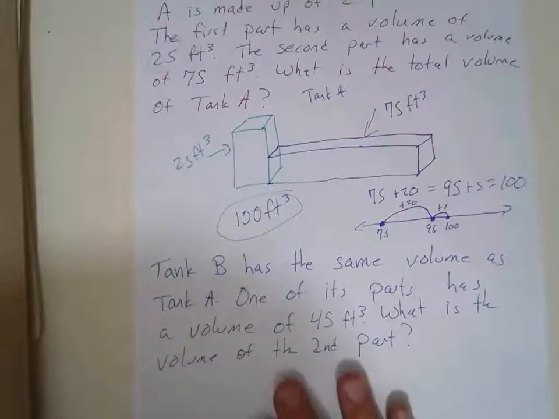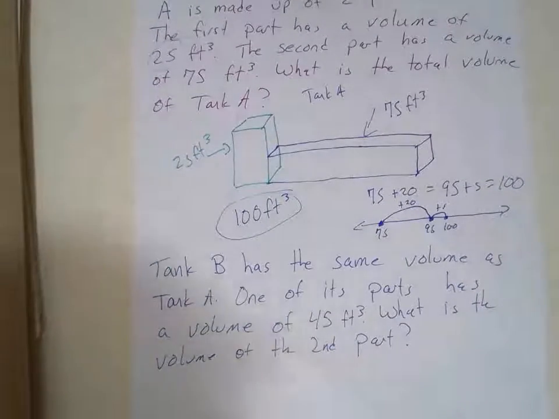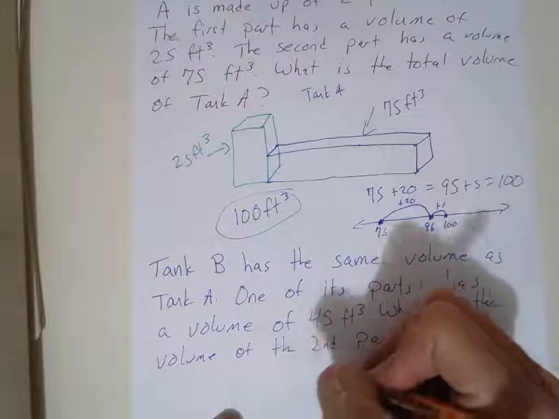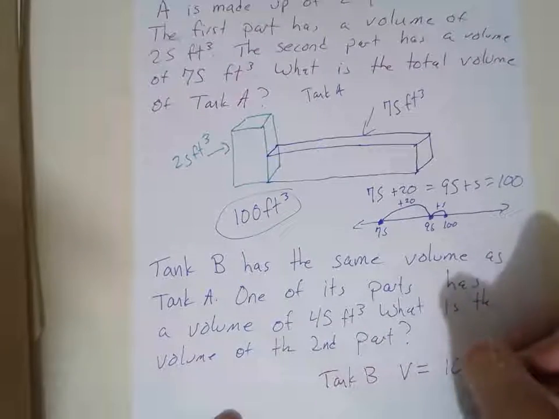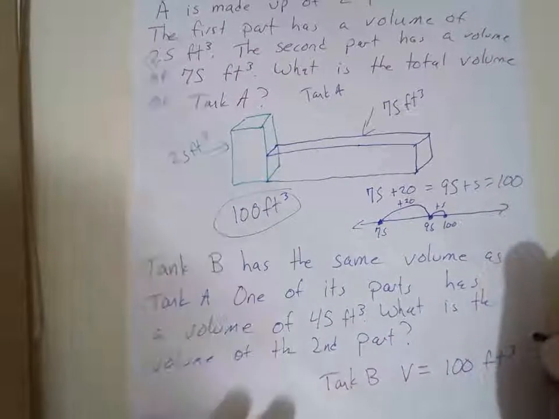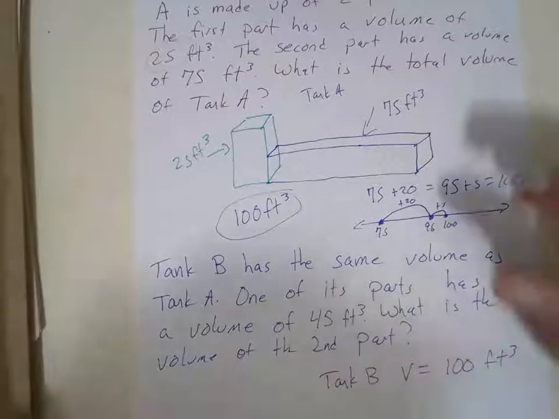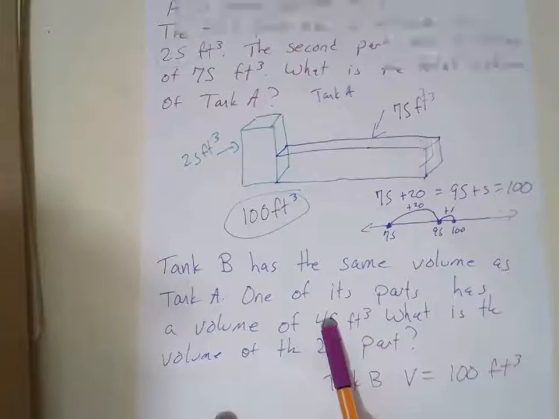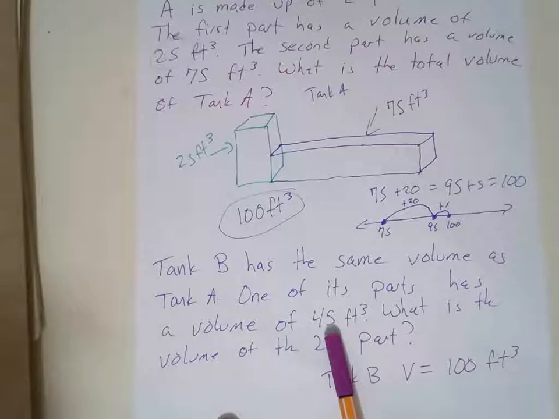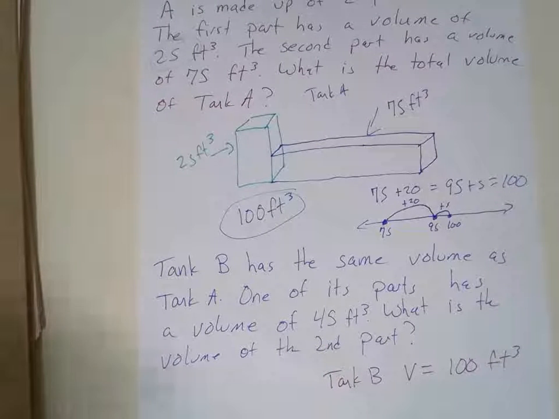Now it says if tank B has the same volume as tank A, that means tank B has a volume equal to 100 cubic feet. It also has two parts. One of the parts is 45 feet cubed, and they're asking what is the second part.